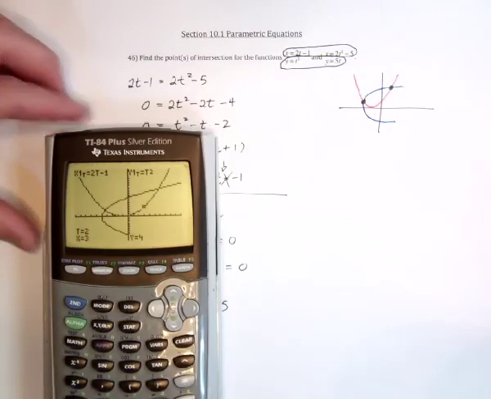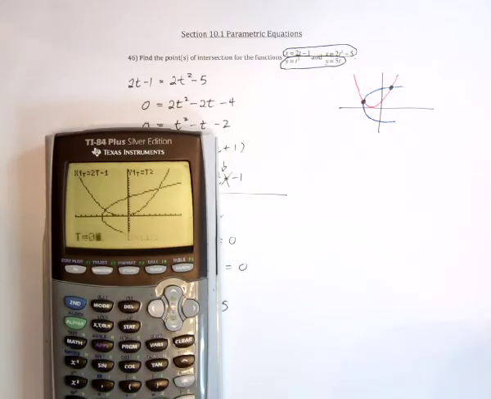So t equals 0 is the intersection, no, that one doesn't work either. And 5? That's not even on the graph. That's way up there at 25. So it seems that these two actually don't intersect.